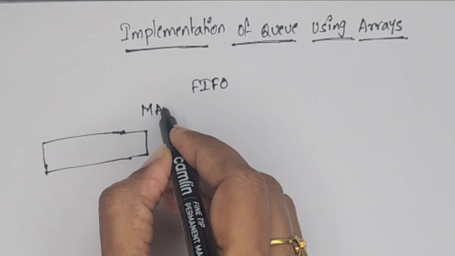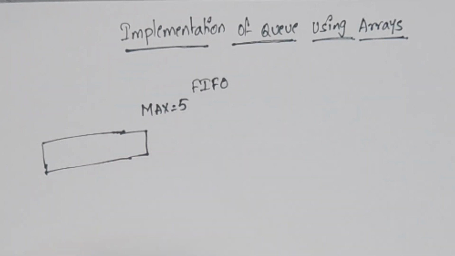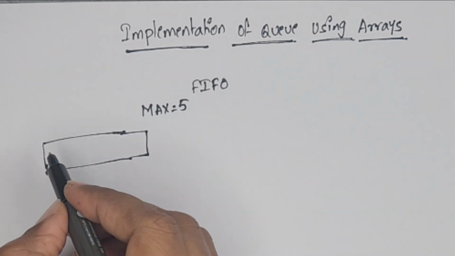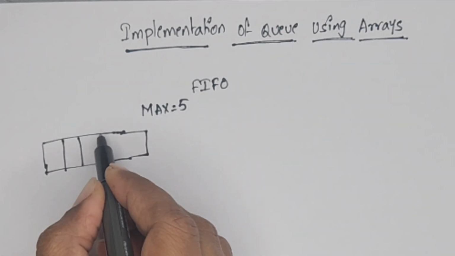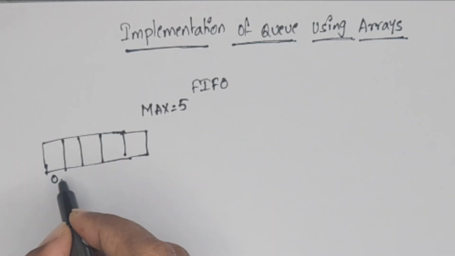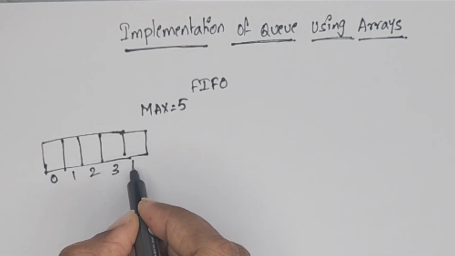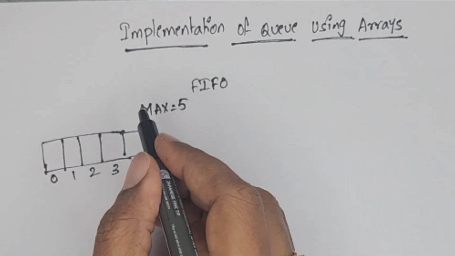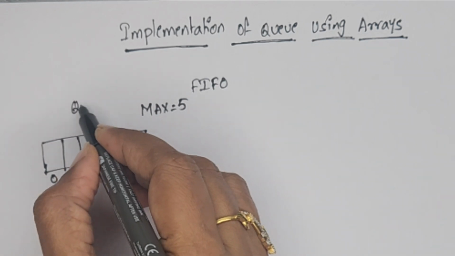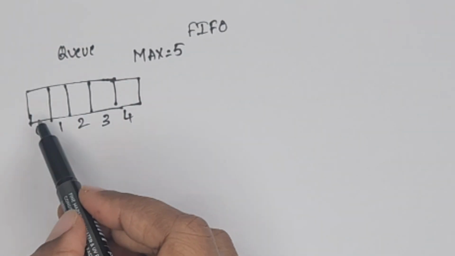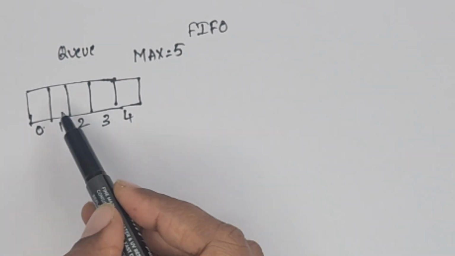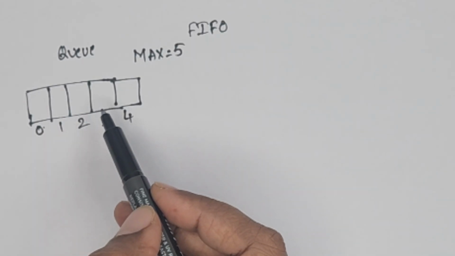Now, we'll take one maximum value. The maximum value I am going to take is 5. So, for 5 elements, it allocates the memory and the index always starts with 0. Okay, this is one array. Now the array name is q. Okay, this is q of 0, q of 1. With the help of index, we can access the memory locations.